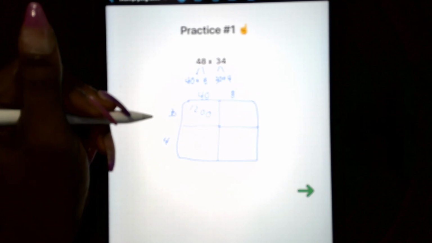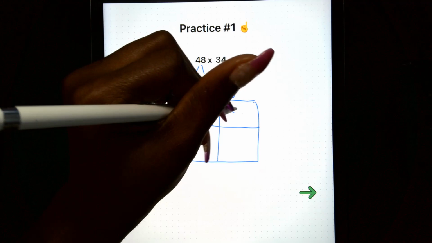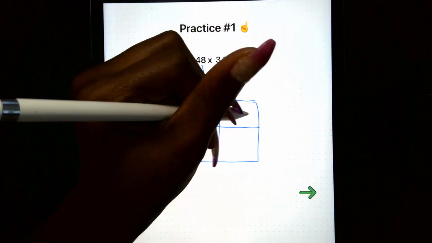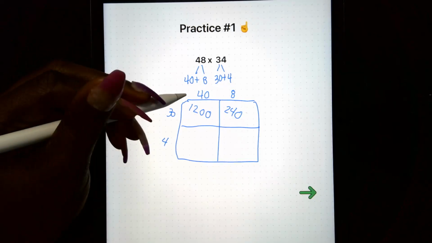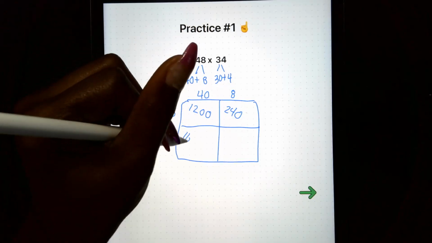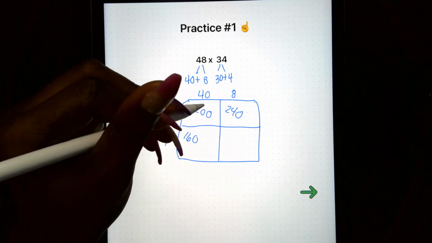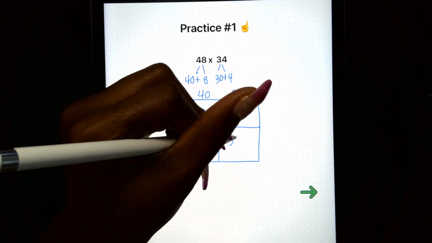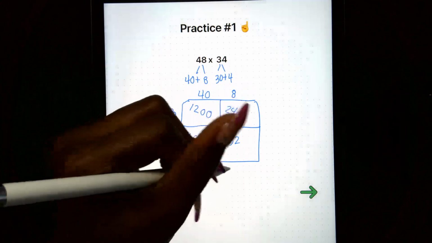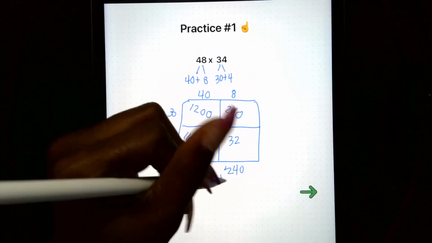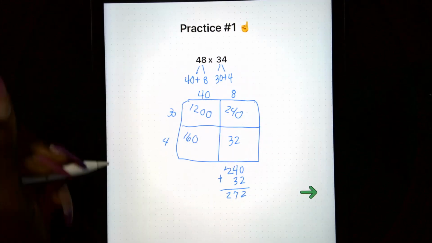30 times 8 gives me 24 plus 1 0. 4 times 4 gives me 16 plus 1 0. And then 4 times 8 gives me 32. Next, we just add up all the numbers. So 240 plus 32, that gives me 272.